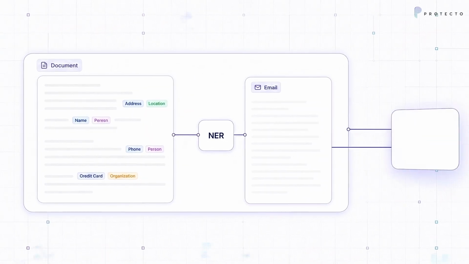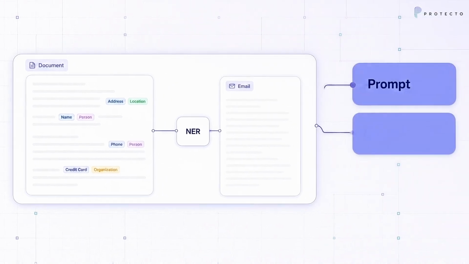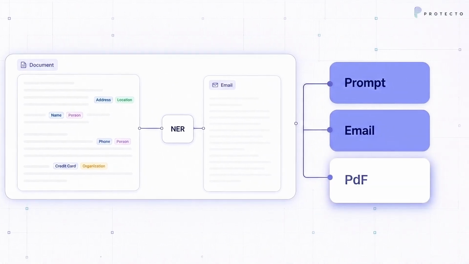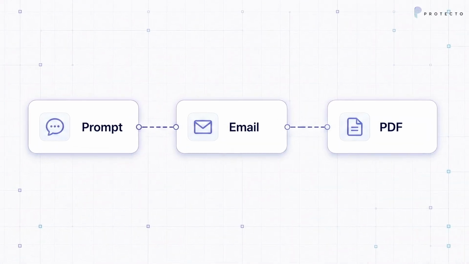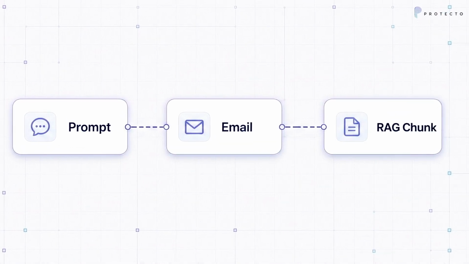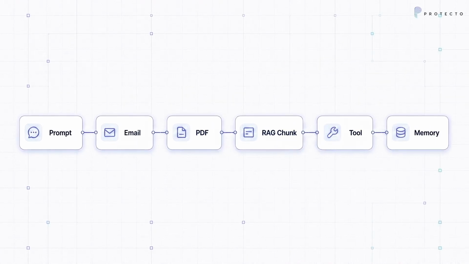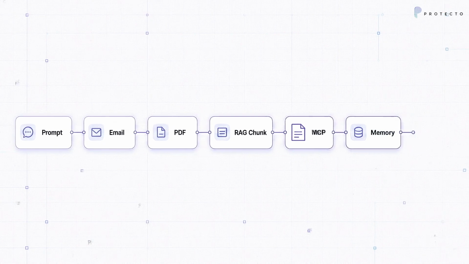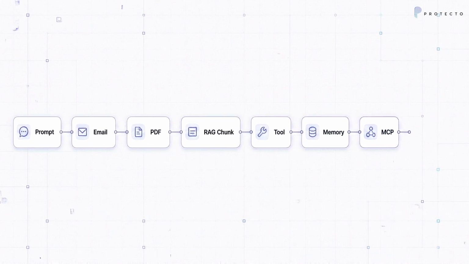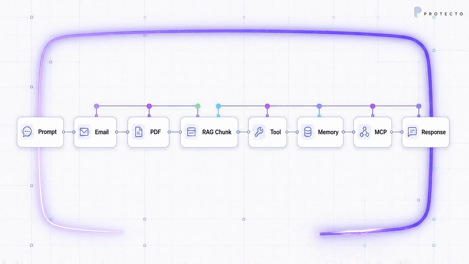AI workflows changed the input surface again. Sensitive data can show up inside a prompt, a pasted email, or an uploaded PDF. It can also appear in a retrieved RAG chunk, a tool response, or agent memory. It may even show up in an MCP call, or the model's final answer. And all of it can be part of one interaction.